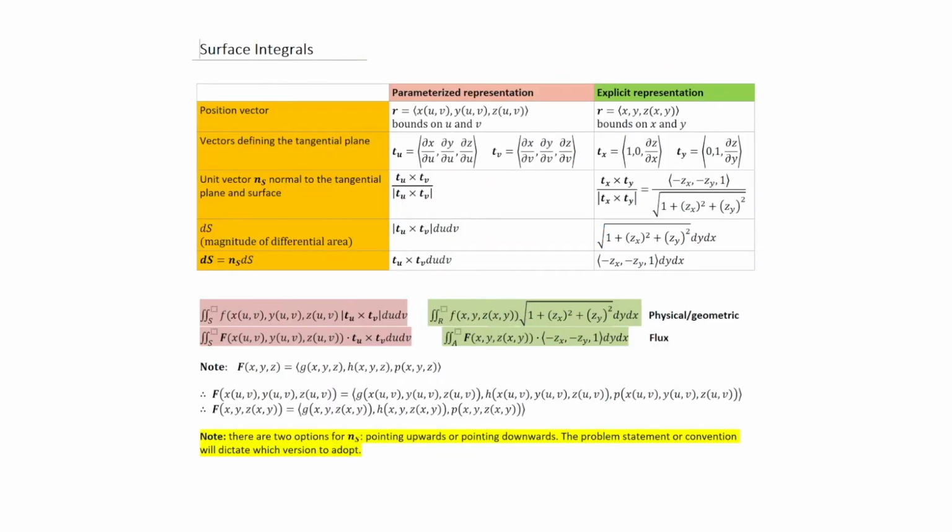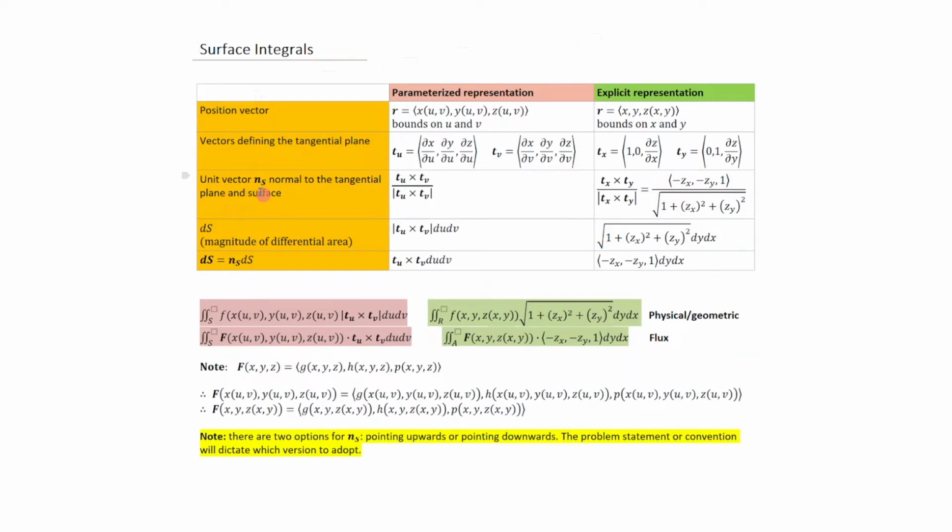All right, then we looked at surface integrals, and here all I've done is summarize the main points. So here, for instance, we would have in this column a position vector. Always start with position vectors. Then you have vectors defining the tangential plane. That's the plane that's tangent to the surface at a given point. You would need two lines to define a tangent plane, and so that'd be two vectors.